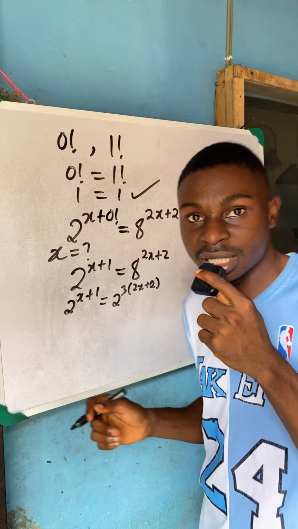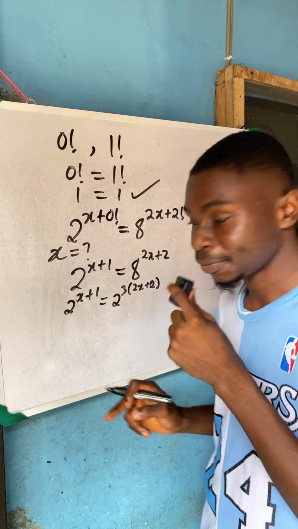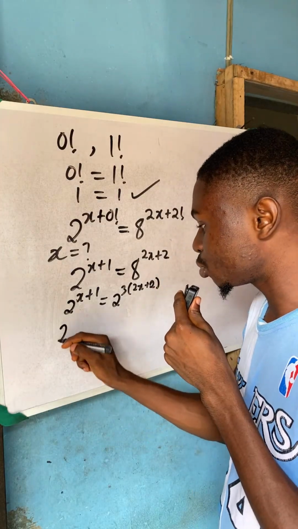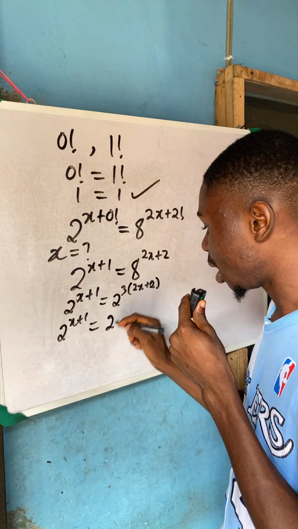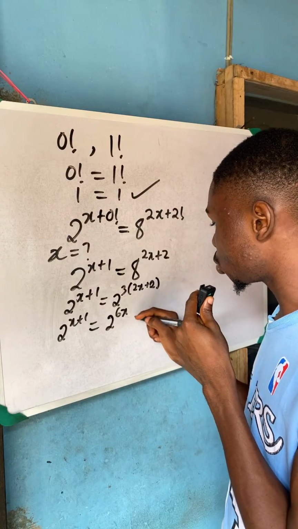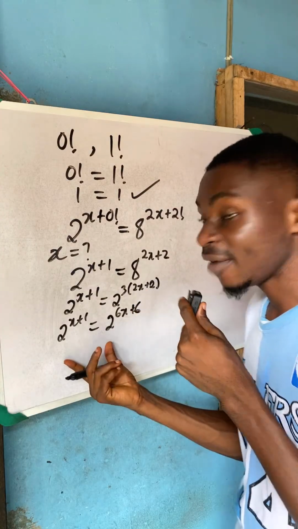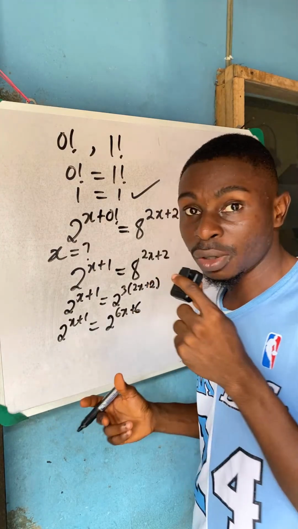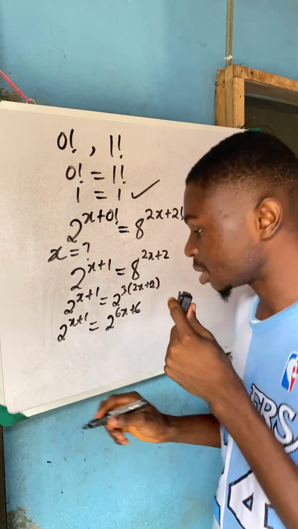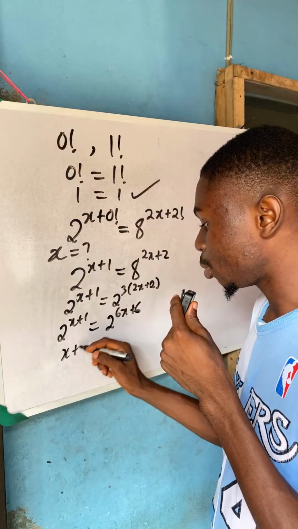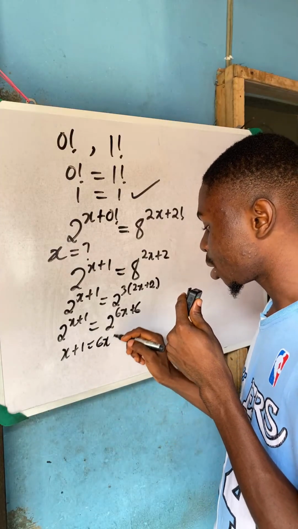Let's open up the bracket by multiplying everything here by 3. So we are going to have 2 to the power of x plus 1 to be equal to 3 times 2x, which gives you 6x, and 3 times 2 gives you 6. We have the same base, from the property of indices. So whenever you have the same base, we equate the powers. Now we are having that x plus 1 is equal to 6x plus 6.